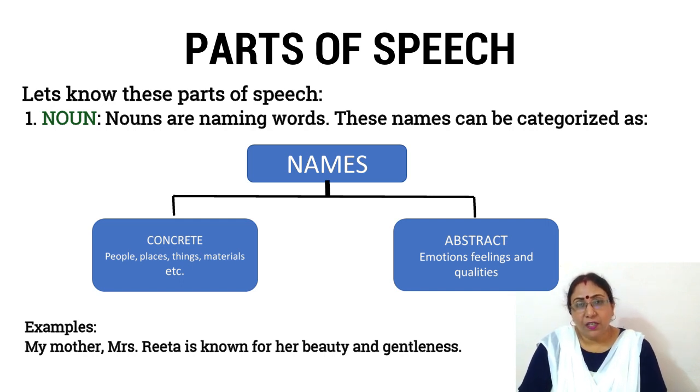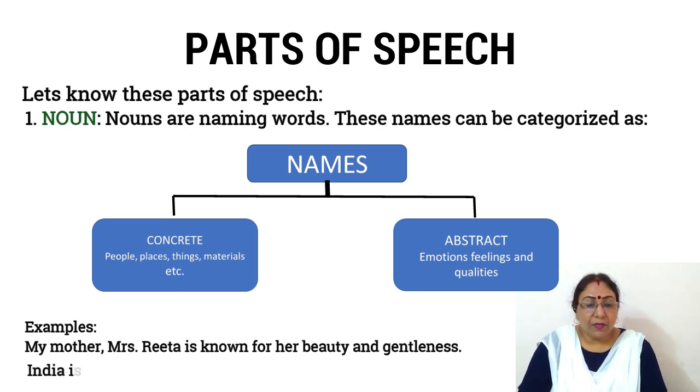Then beauty and gentleness are also nouns, but these nouns can't be seen. So let us know that concrete nouns are those nouns which can be seen or touched, and abstract nouns are those nouns which can only be felt, not seen or touched.